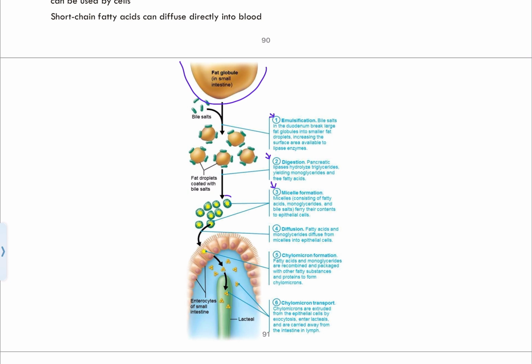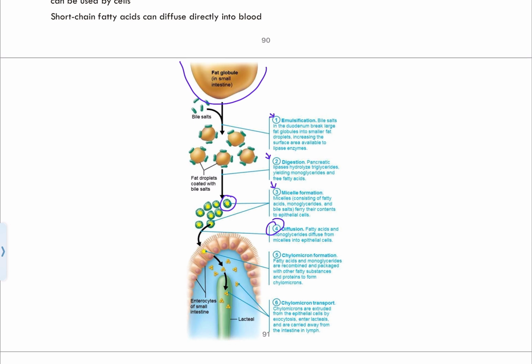The next step is micelle formation. These little green things are what are called micelles. Again, this is predominantly just fatty acids and some bile salts and some other things. This is what is actually going to enter into the epithelial cell.